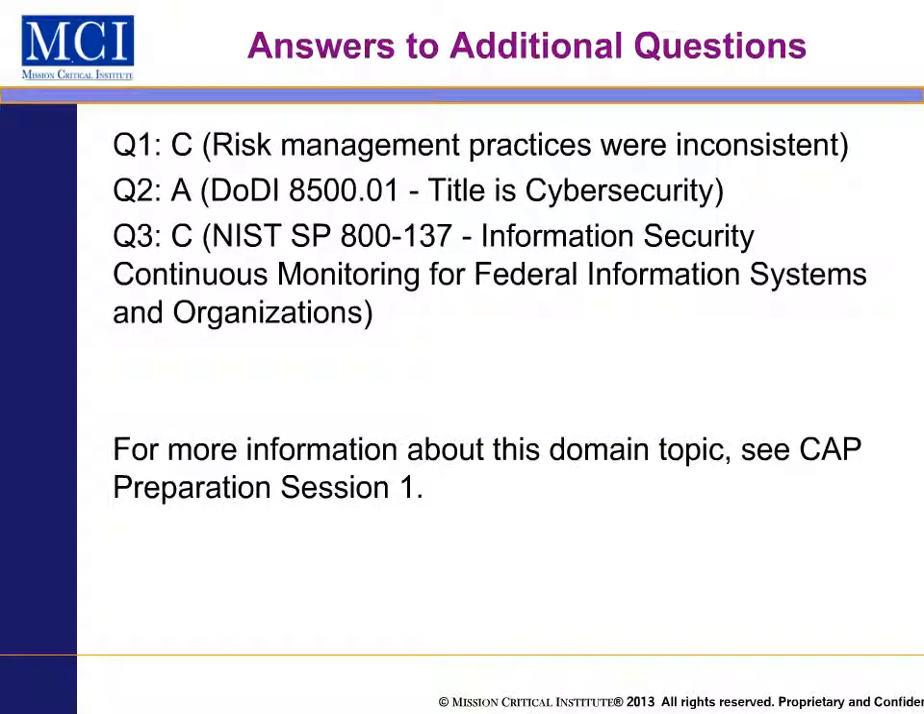And so to review, our answers for our additional questions were C, risk management practices being inconsistent; A, DoD Instruction 8500.01, the title of which is cybersecurity; and question 3, C, the NIST Special Publication 800-137, which is the Information Security Continuous Monitoring for Federal Information Systems and Organizations. That's a mouthful.